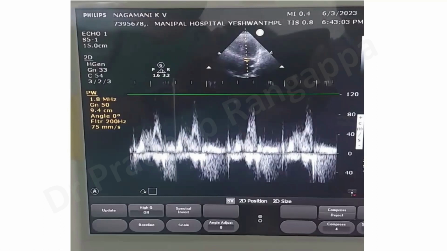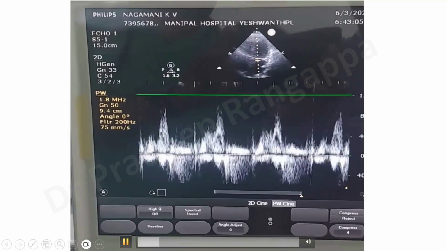But once the diastolic dysfunction becomes severe, the E becomes taller and taller. Grade 3, it is much taller. Grade 4, it peaks up much higher. Okay, so after that, you see very carefully.